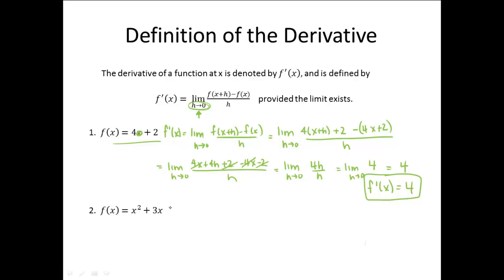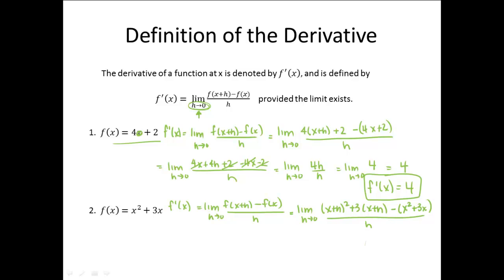Let's try the next one. I'm going to start with the definition. F prime of x equals the limit as h approaches 0 of f of x plus h minus f of x all over h. Now I'm going to substitute. The limit as h approaches 0, and this time I'm going to put it in parentheses, x plus h squared plus 3 times x plus h, and I'm going to subtract the entire original function, x squared plus 3x, all over h. In my next step, I'm going to expand x plus h squared and distribute the negative and the 3 on the next parts.